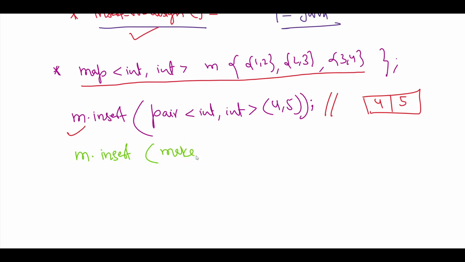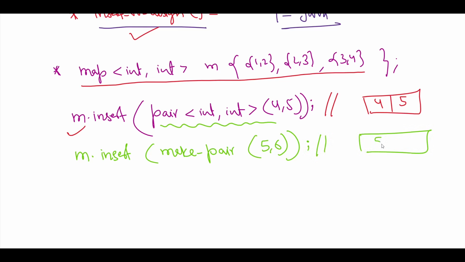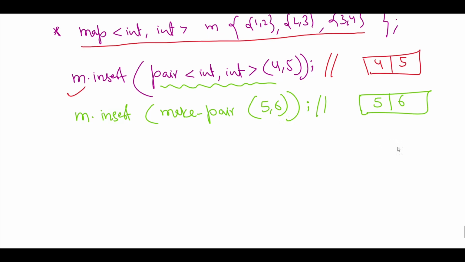you have to use another function, make pair. So we need to pass some values in this function, like 5 and 6. This is again going to create a pair as we have here, and then it is going to insert the key value pairs like 5 and 6 in this map. Clear? Now if we look at this whole process, you will find out that we have something like this.